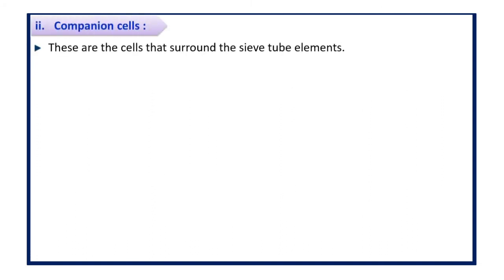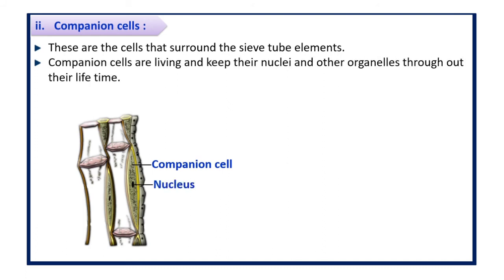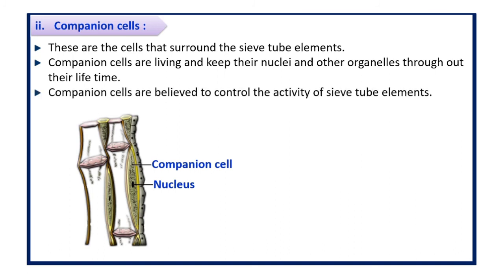Next is the companion cells. Now these are the cells which surround the sieve tube elements. Just like we have friends, we have companions who always help us in our task. Same way the companion cells help the sieve tube to complete its task. The companion cells are living and they keep their nuclei and other organelles throughout their lifetime, because the sieve tube does not have a nucleus. So companion cells have nuclei which help in guiding or controlling the activity of sieve tube elements. So companion cells are believed to control the activity and help the sieve tube elements to perform their task.